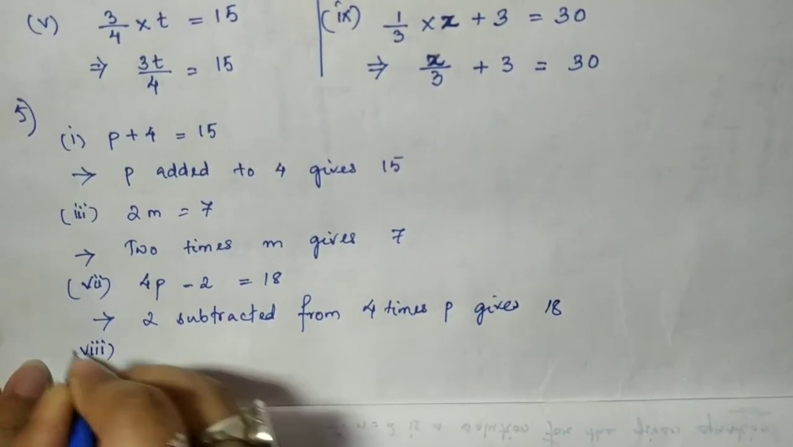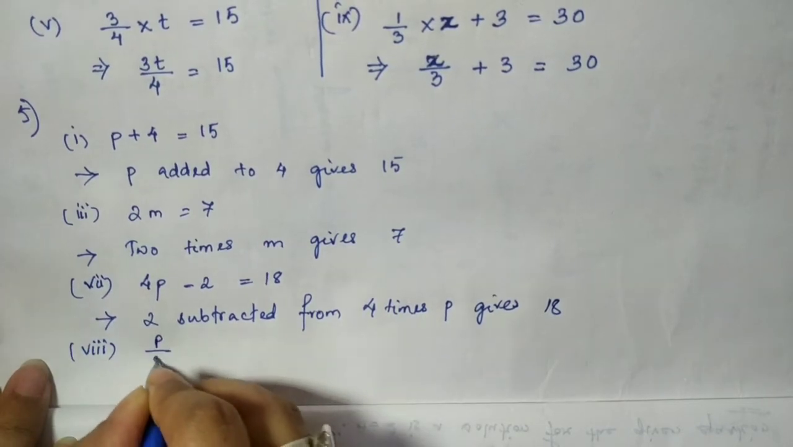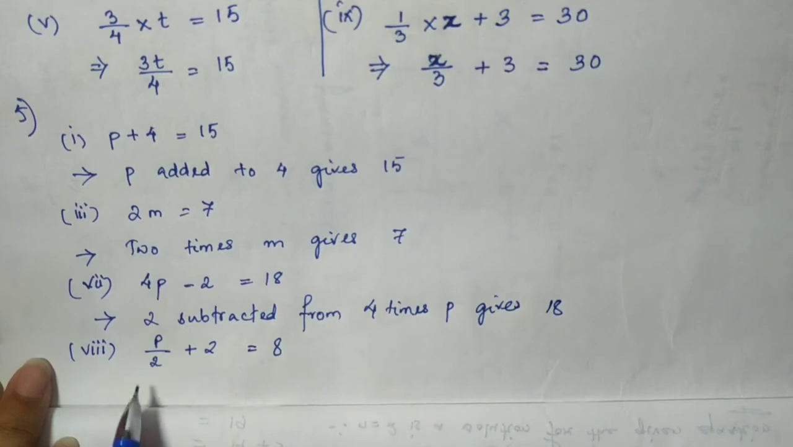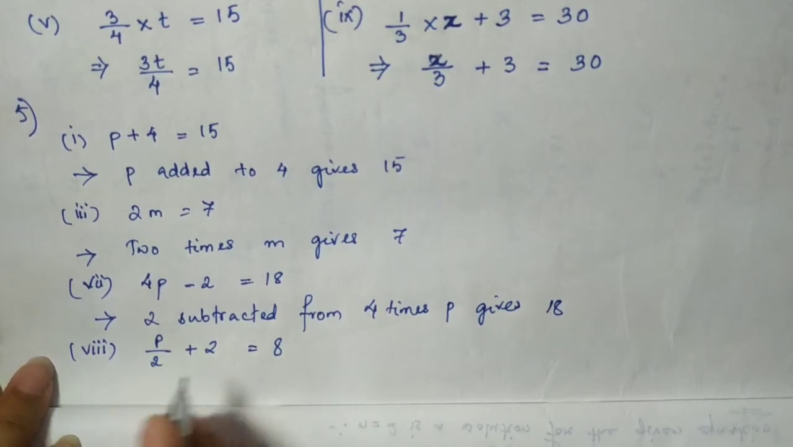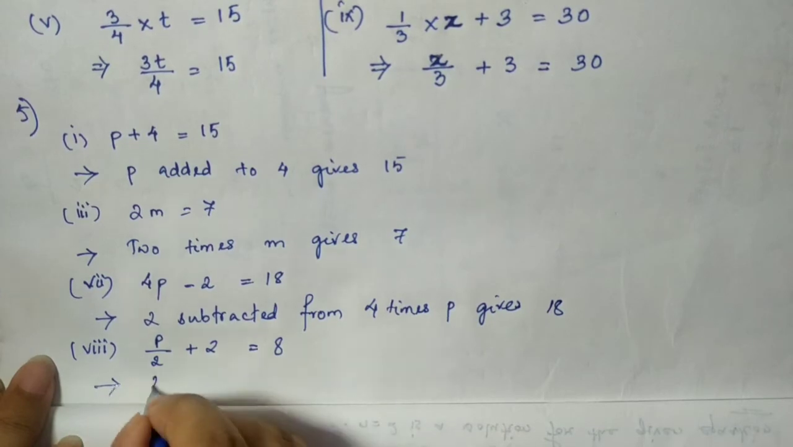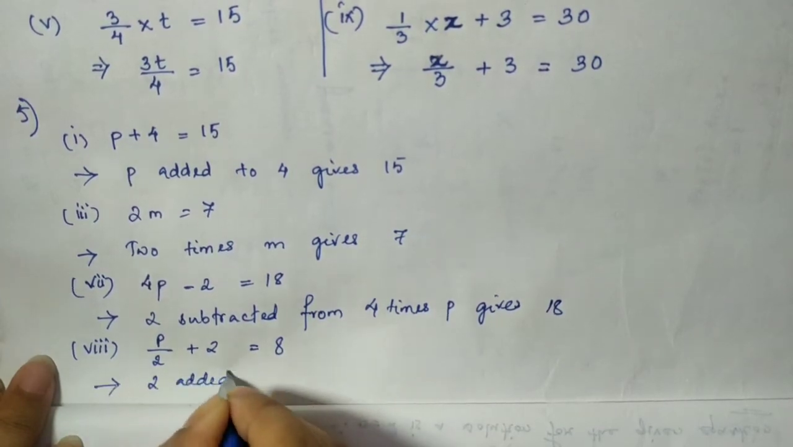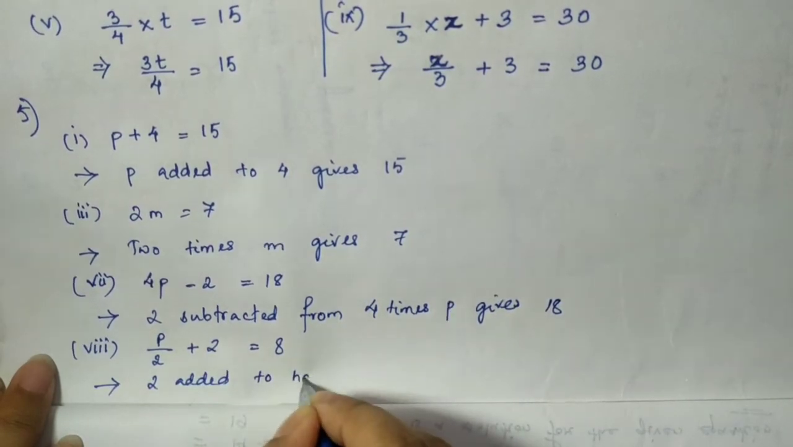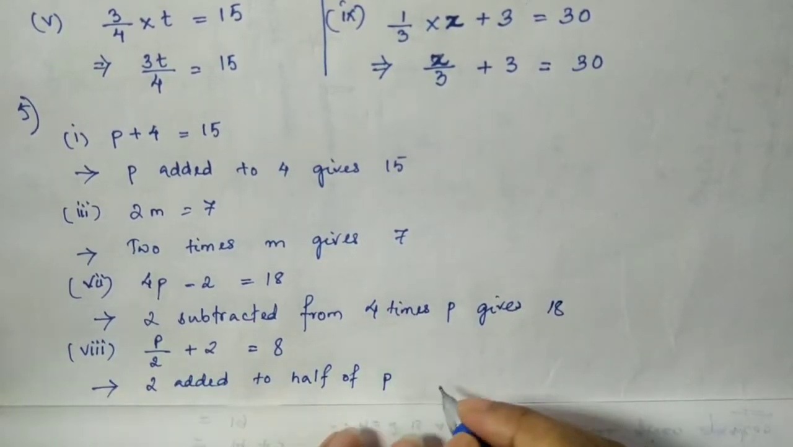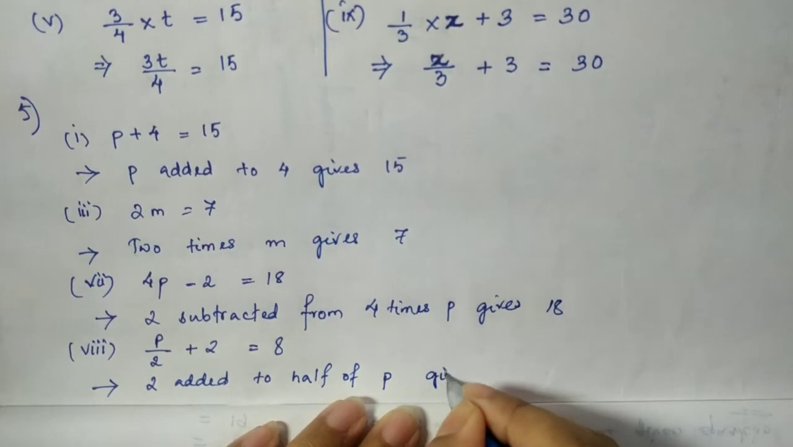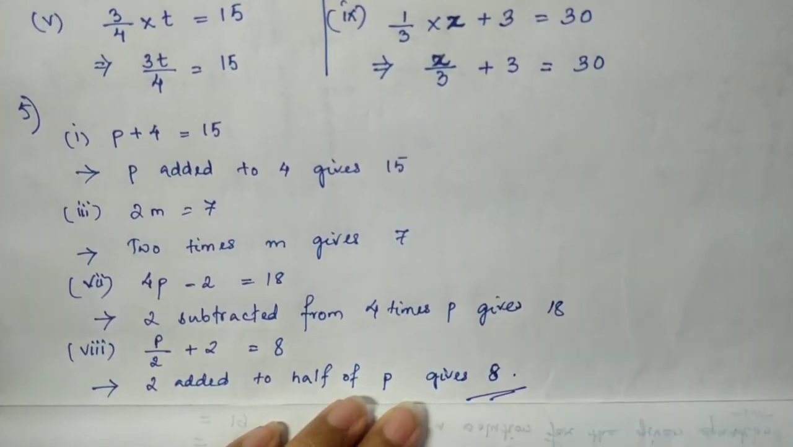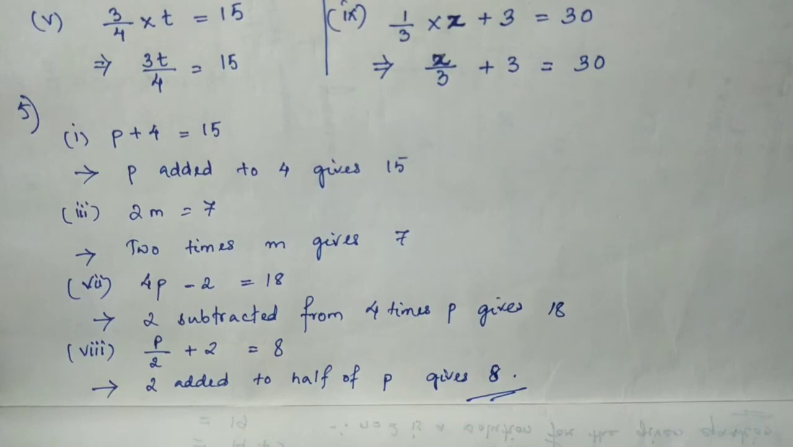I would like to show you. It's given p by 2 plus 2 is equal to 8. Now this is not 1, you can write half, right? This is half of p, and 2 is added to half of p. So I can write it as 2 added to half of p, p small letter, remember, gives 8. So in this way we write down the statement for the given equation.